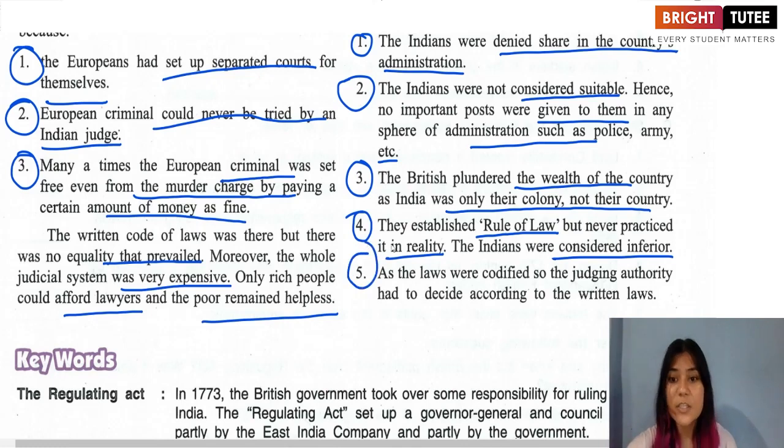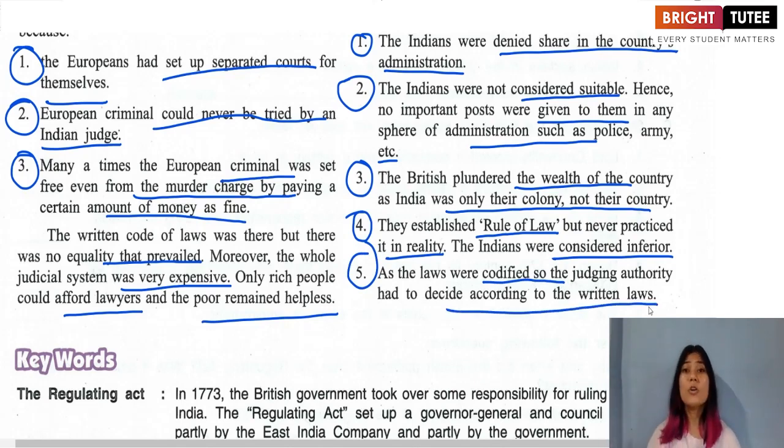Okay. The fifth and the last feature is that as the laws were codified, the judging authority had to decide according to the written laws. The laws were written, they were to be followed, they would not be removed. So all the judges, everybody had to follow that rule. Now, if that law harmed the interest or the well-being of the Indians, still those laws were followed. So these laws, although brought out for proper administration, failed to focus on the benefit of the Indians. It drove the Indians to poverty, to misery. Okay, so with that we have come to the end of this chapter.